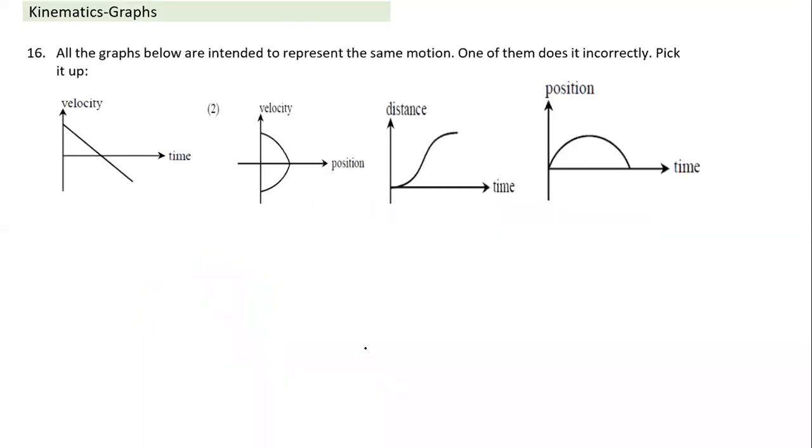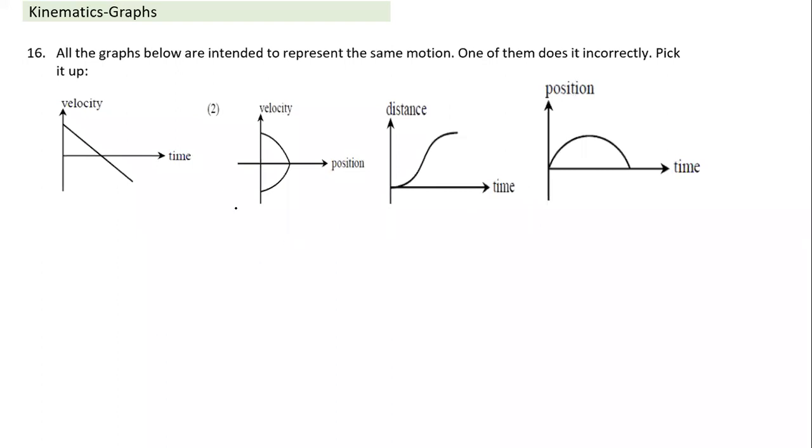Okay. There are 4 different graphs given. All the graphs are intended to represent the same motion. One of them does it incorrectly. Pick up the one which is different from the other 3. That's what the question is.